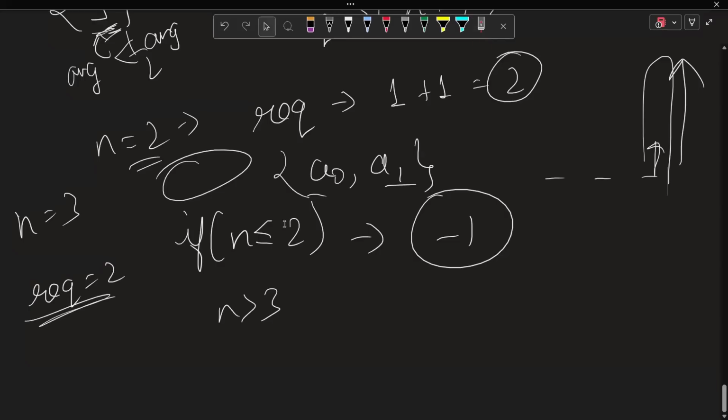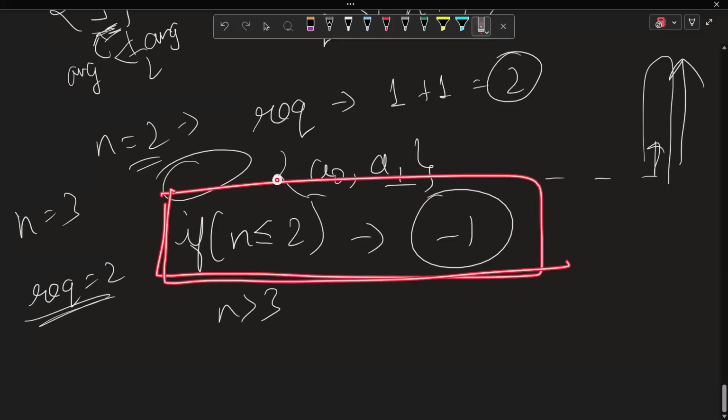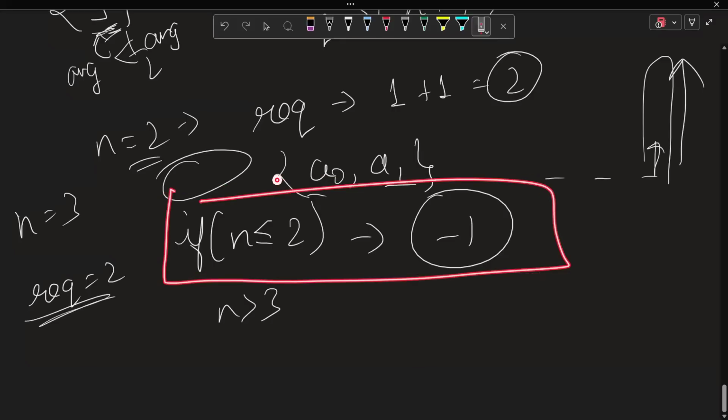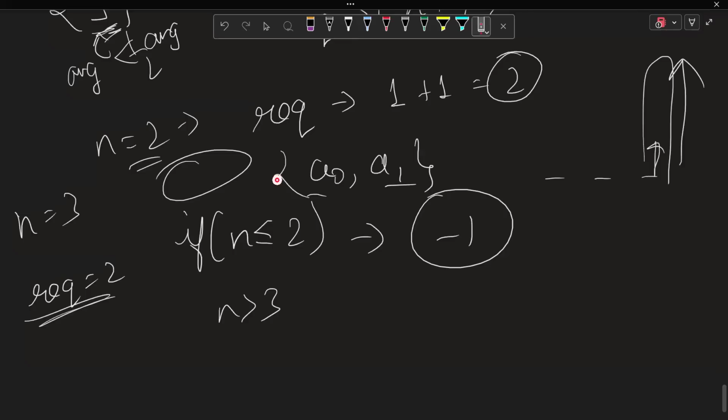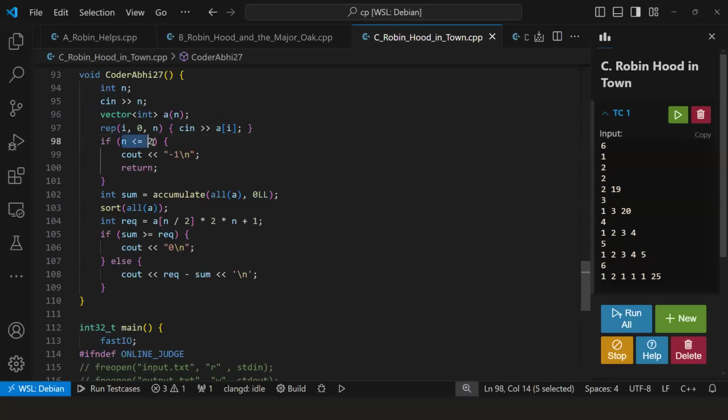There is no problem. So the -1 case would only be here. So just check that case before only, and after that do what you need to do. Okay, so what I'm doing now: if n is less than or equal to 2, I would print -1 and return. We don't need to do anything further. Okay, and if n is greater than 3, then we will do all the things.